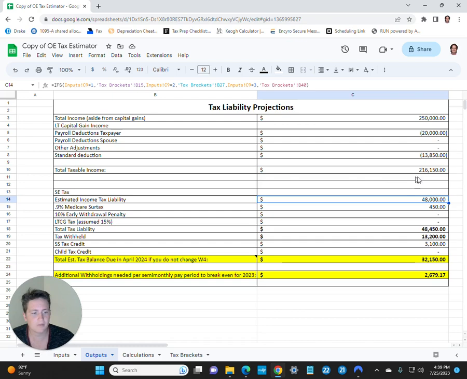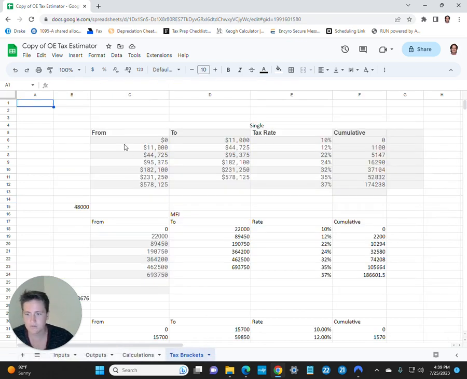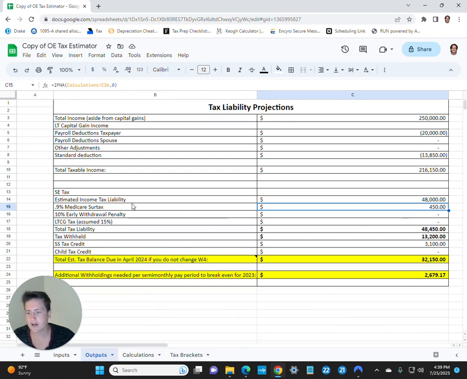And then that gets plugged into the tax brackets for single. And then they're also going to have an additional $450 tax here. And this is going to be 0.9% of their wages above $200,000. So this is just an additional Medicare tax that is typically paid when a tax return is filed. So their total tax liability comes out to $48,450, and that's just these two added up.